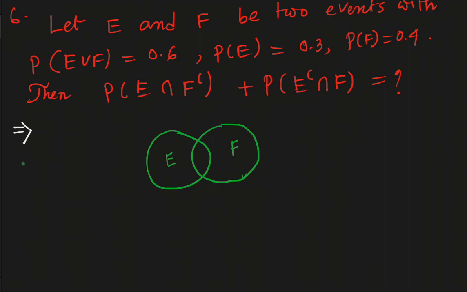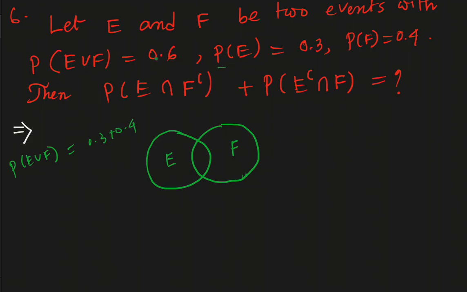One other thing I want to mention here: if these two are disjoint sets, that means the two events are independent, then P of E union F will be only 0.3 plus 0.4, only the addition of these.